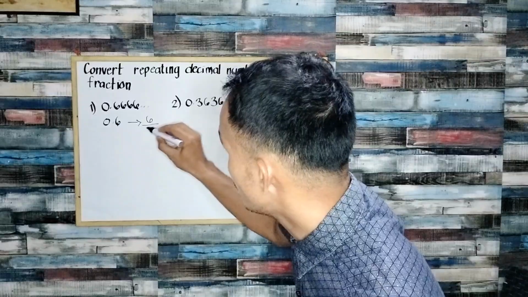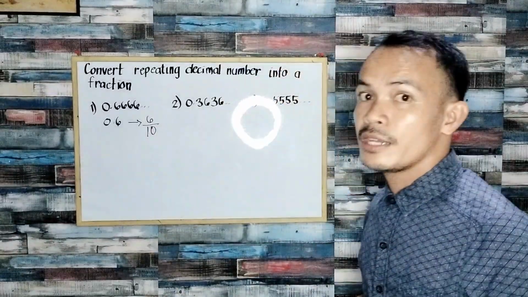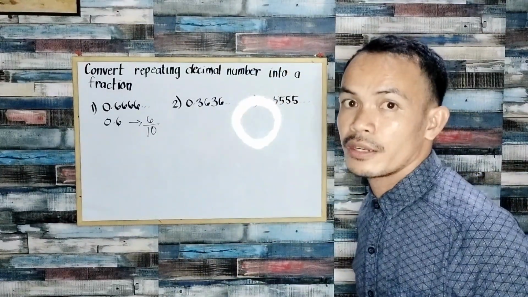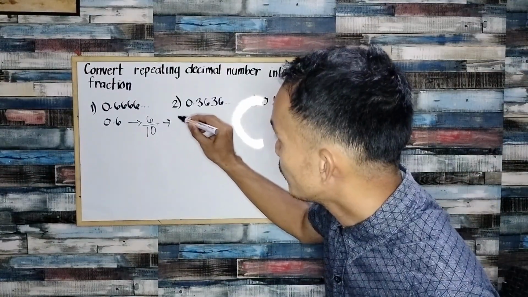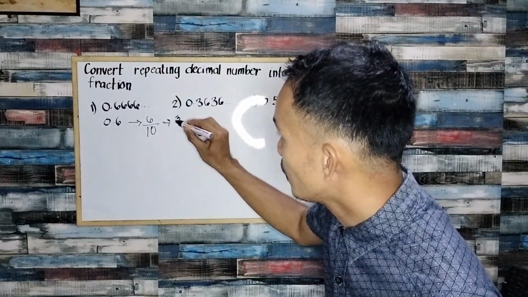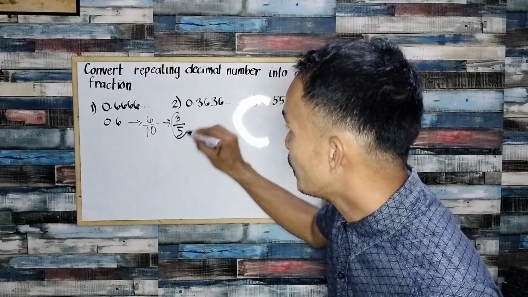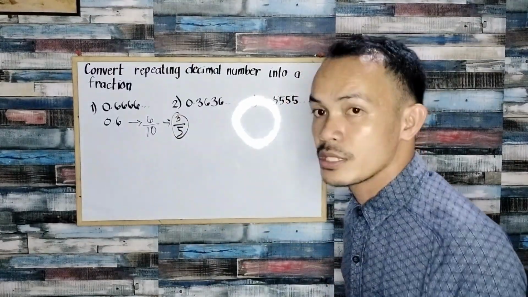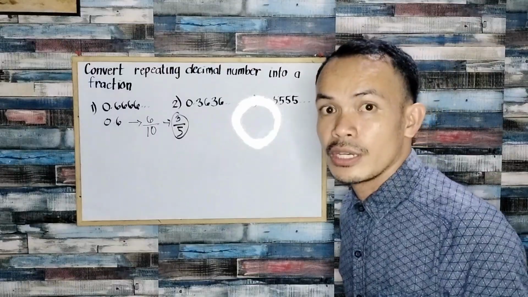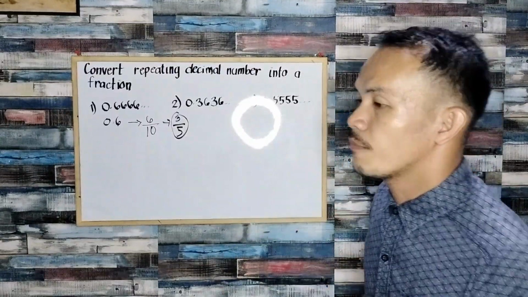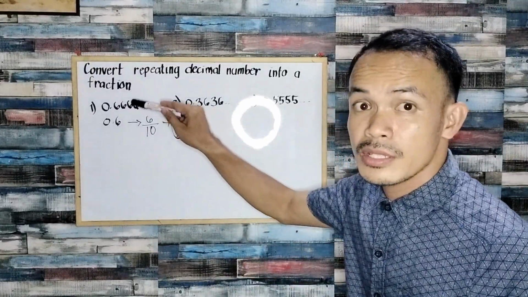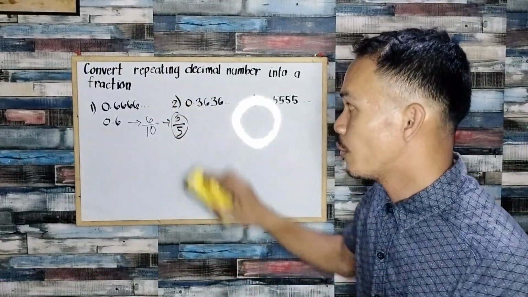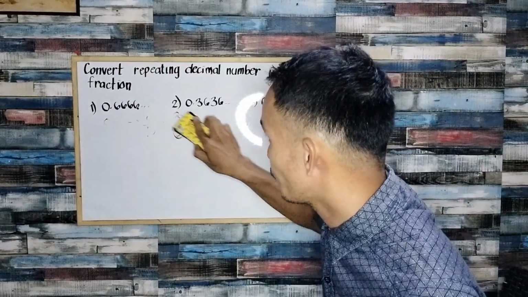So if you have to convert it into a fraction, that would become 6 over 10. Why it's 10? Because the place value of 6 there is in the tens place value. And if you're going to simplify that, that would be equal to 3 over 5. And that is the value of 0.6 in fraction, which is equal to 3 over 5. But it is quite different from this because this value is repeating, so we will not use this one.